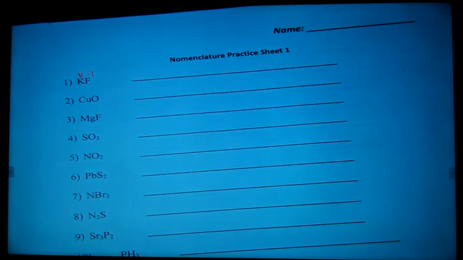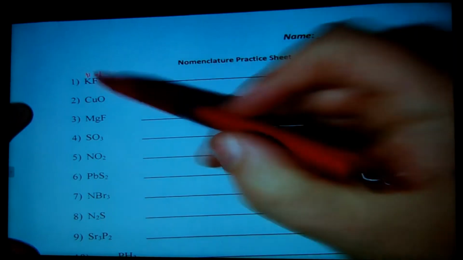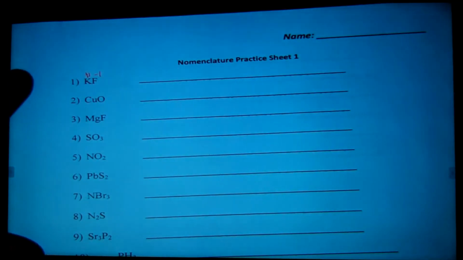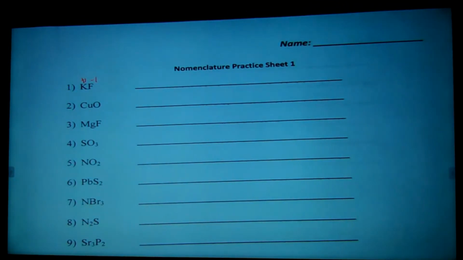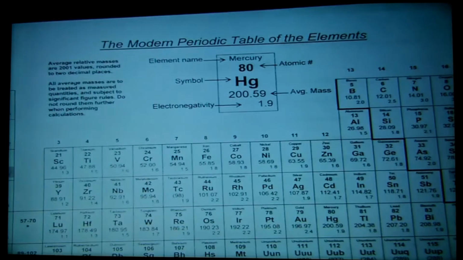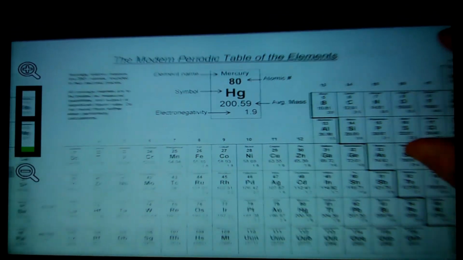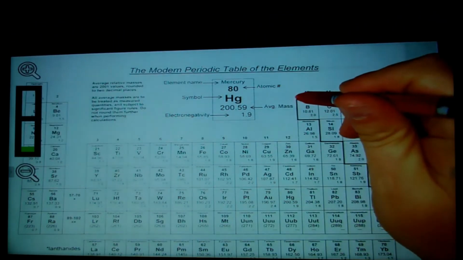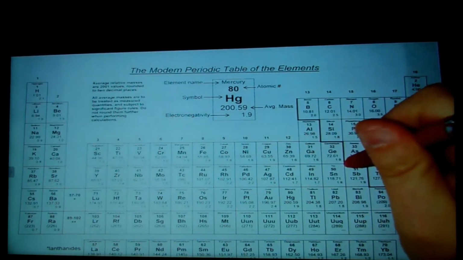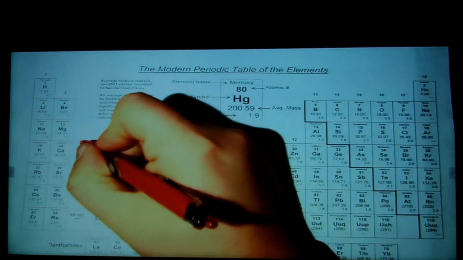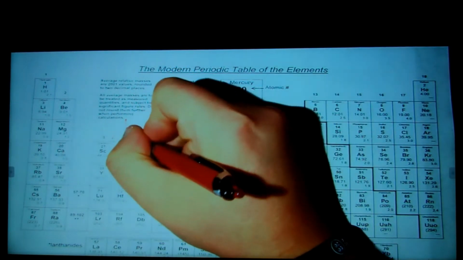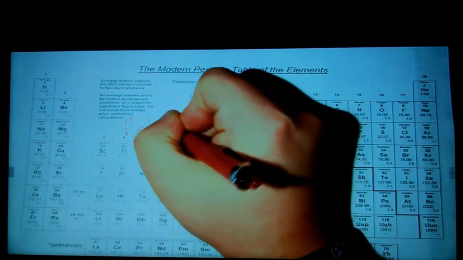You don't need the charges in order to name this, because this is potassium, a metal or a non-metal? It's a metal. Non-metals are over on the right of the staircase, aren't they? Non-metal to the right, metal to the left. Metals.